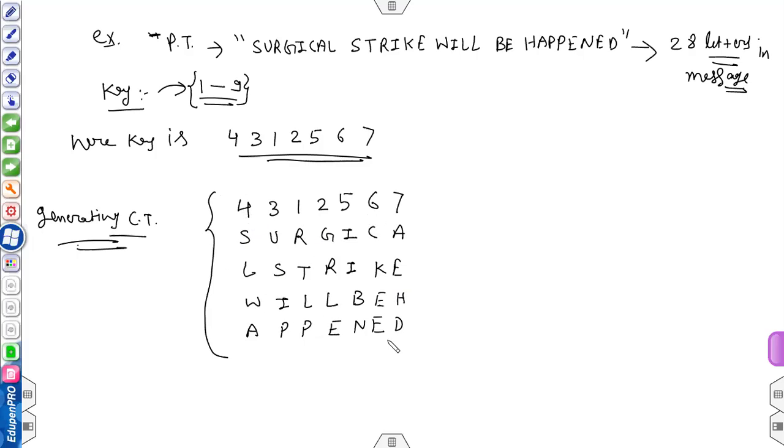But suppose you do not have enough message letters, then you can fill the remaining positions with random letters, say X, Y, Z, whatever, but you have to remember that these are the appended ones. Okay, now here we can do another thing.